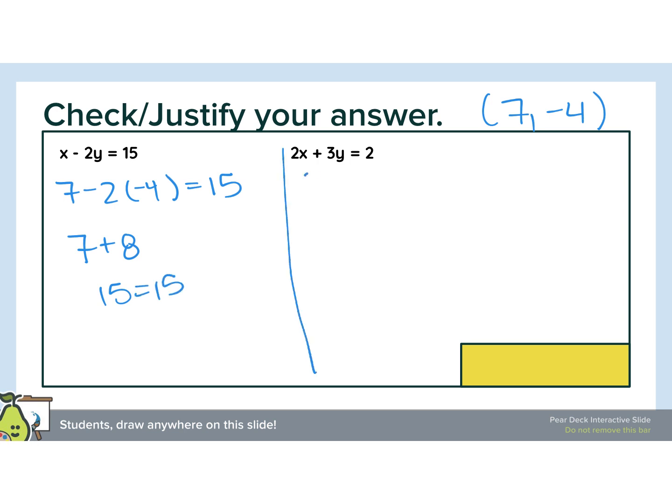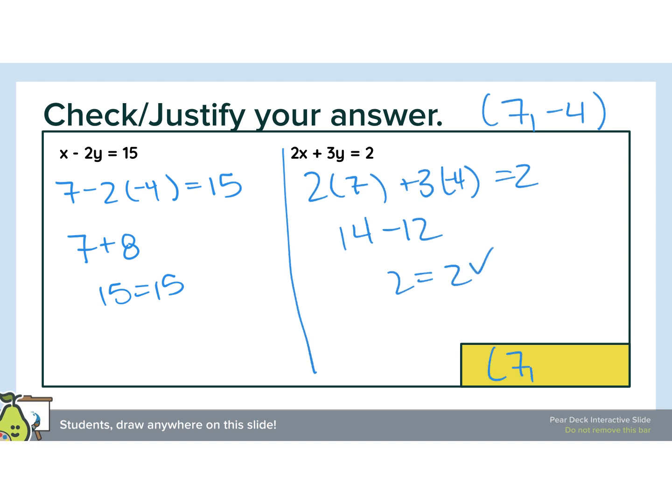Second equation, instead of variables, I'll put my parentheses. X is 7, y is negative 4. This is 14. 3 and negative 4 makes negative 12, which is 2. So this is the correct answer.